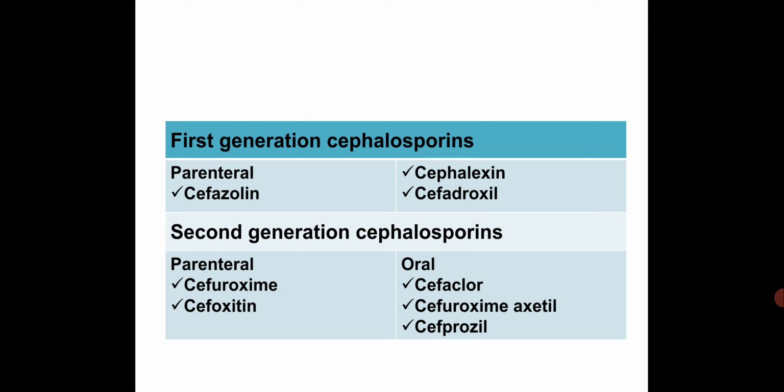Then try to remember cefuroxime. Cefuroxime is a parenteral drug also, and cefuroxime axetil is a prodrug which is the oral second generation cephalosporin. So in second generation cephalosporins, one is cefaclor, second is cefuroxime axetil, and two other drugs, cefoxitin and cefprozil.